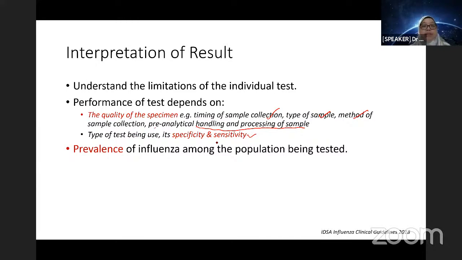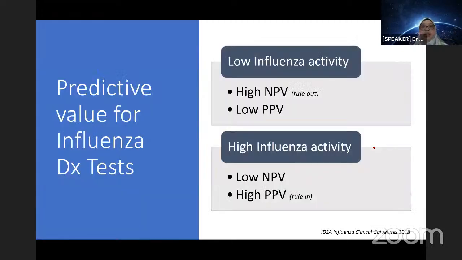On top of that, the interpretation of influenza test results also depends on the prevalence of influenza among the population being tested. In terms of the performance of tests in relation to the prevalence of influenza, in evidence of low influenza activity, the test is very good to rule out influenza, meaning if it is negative, then most likely it is a true negative. And in evidence of high influenza activity, the testing is very good to rule in the diagnosis. When the test result is positive, it is likely to be truly positive.